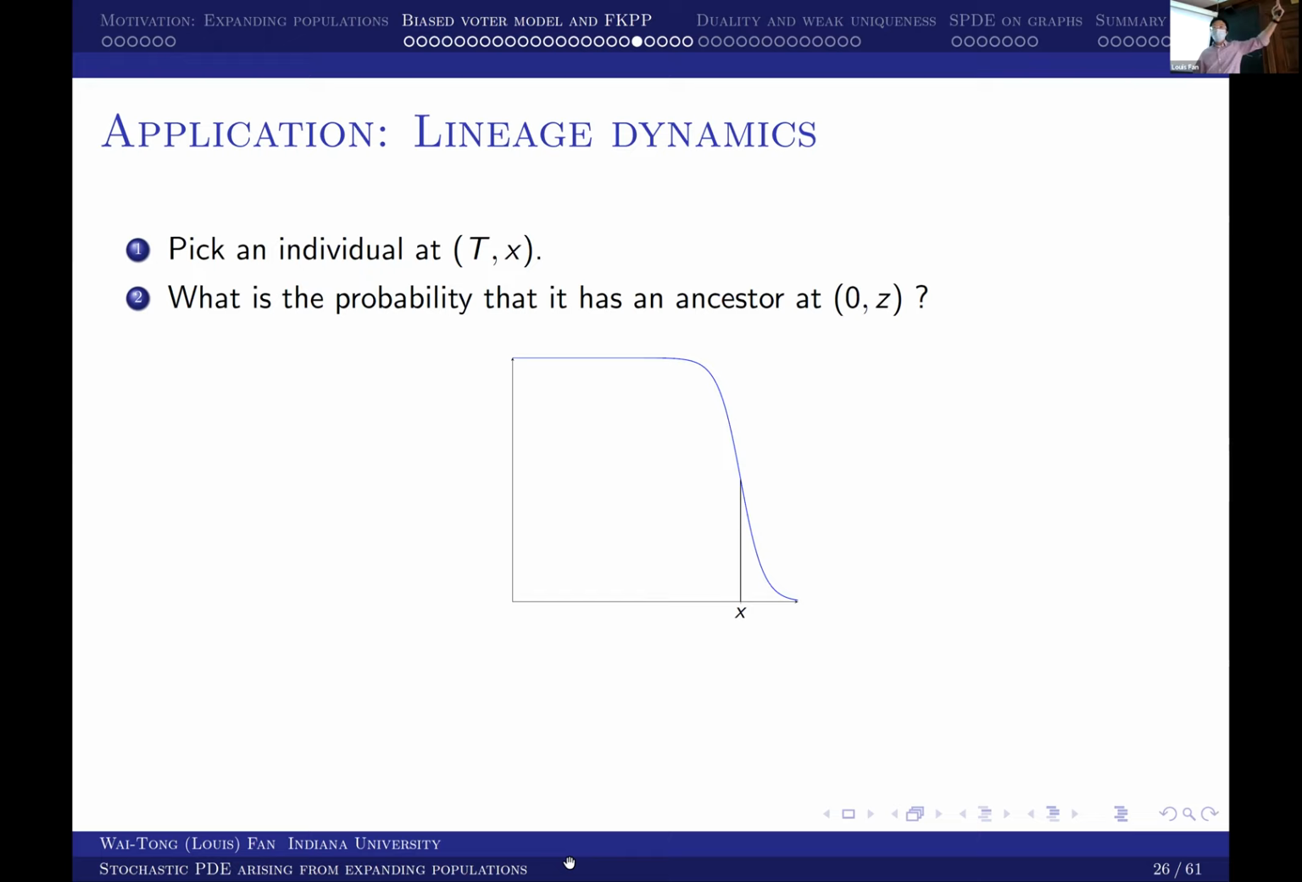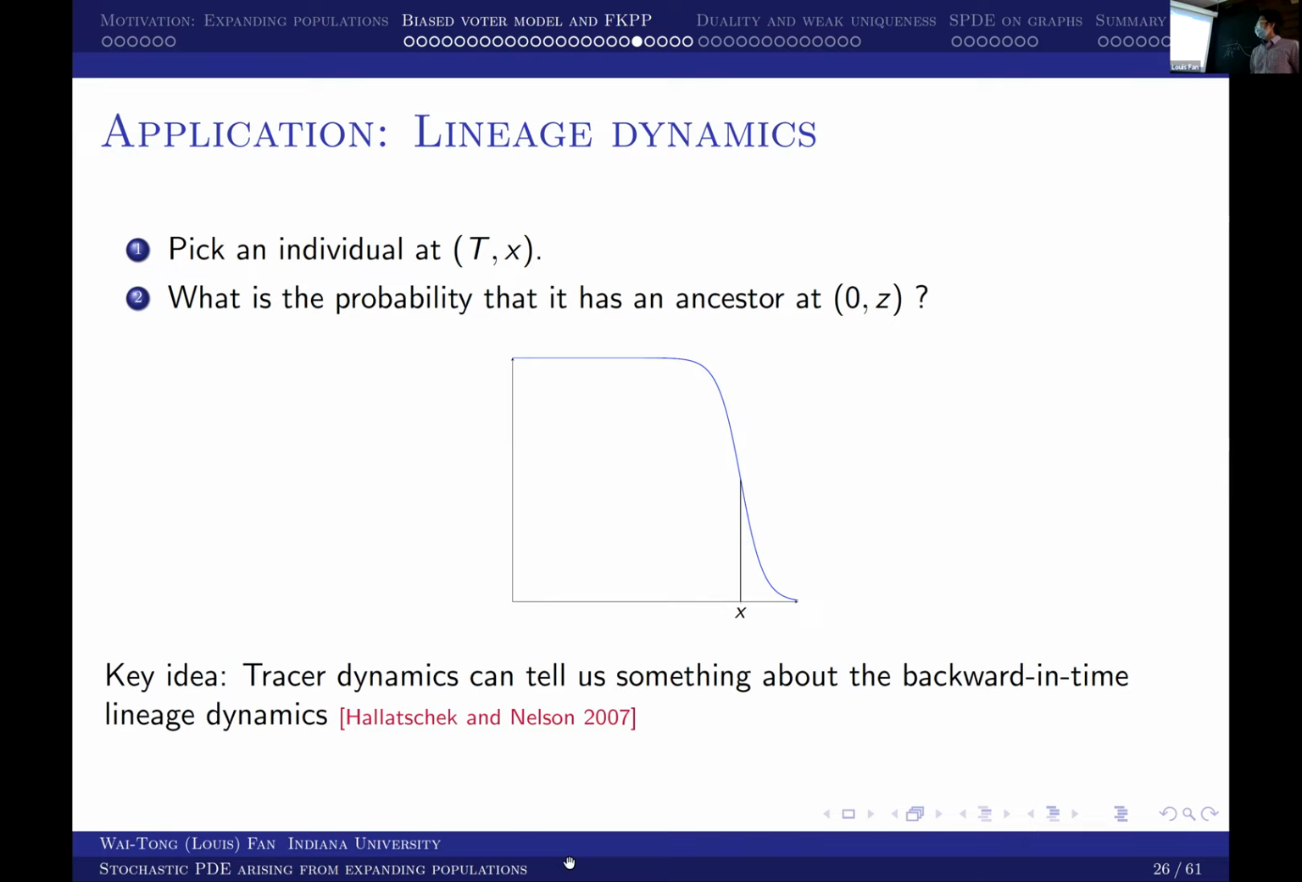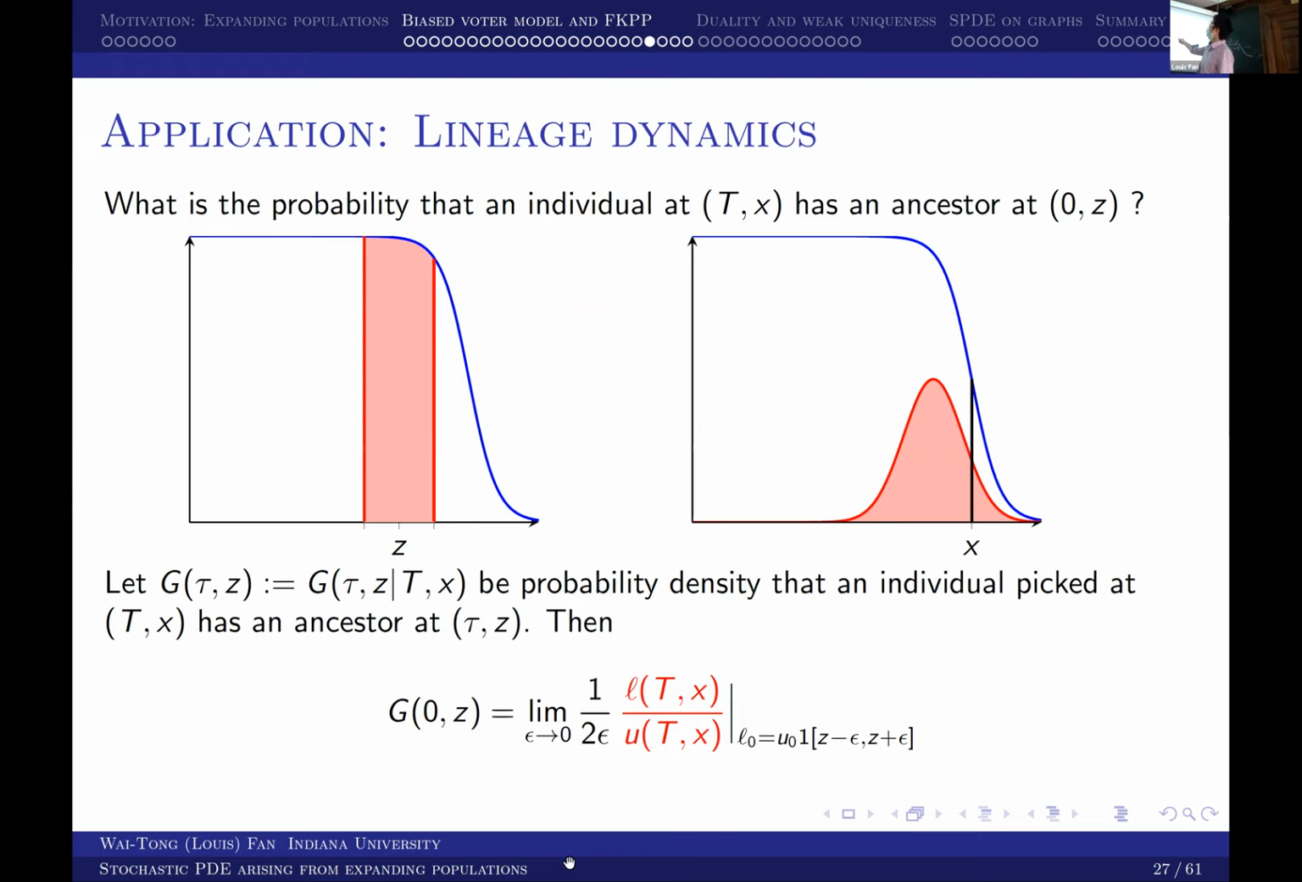An interesting idea is mentioned in Hallatschek and Nelson, where they look at this tracer dynamics. It tells us that we can answer this question by looking at the joint dynamics. Again, let me recall the question. What is the probability that an individual at time t, location x, has an ancestor at time zero, location z? This is the same as if we color the individuals at location z, or label the population at location z at time zero, and let it run forward in time. What is the probability that the individual you picked is labeled? And the answer is label divided by everything, that's L over U.